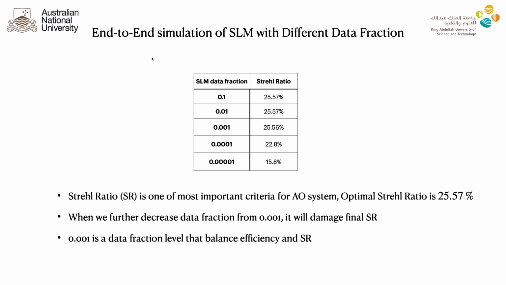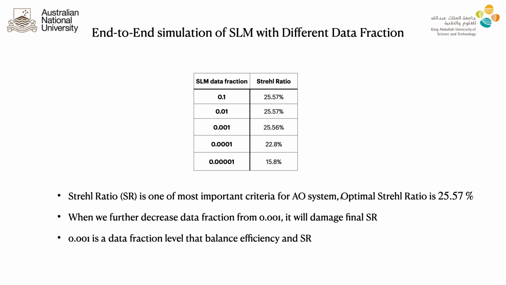Next, we will introduce the end-to-end simulation of SLM with different data fractions. Why do we want to research it? Because we want to find a good data fraction that balances the performance of the AO system with good computational efficiency. We use a criterion called the Strehl ratio. The Strehl ratio is one of the most important criteria for an AO system, and we use the true parameters to first test the best performance we can get.